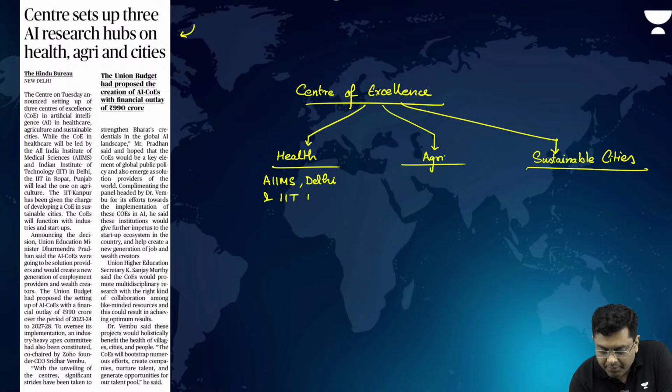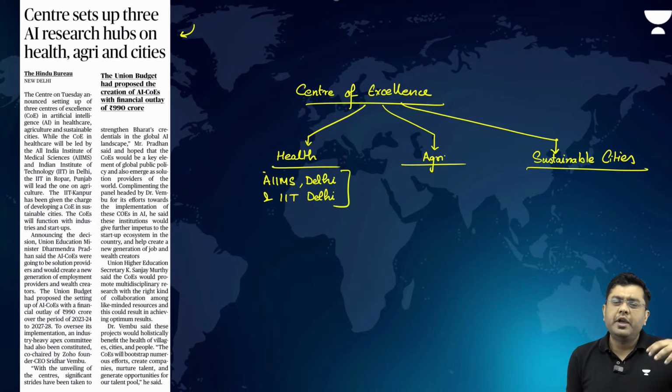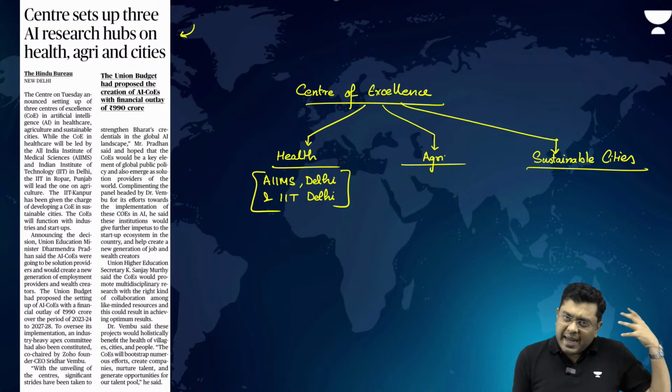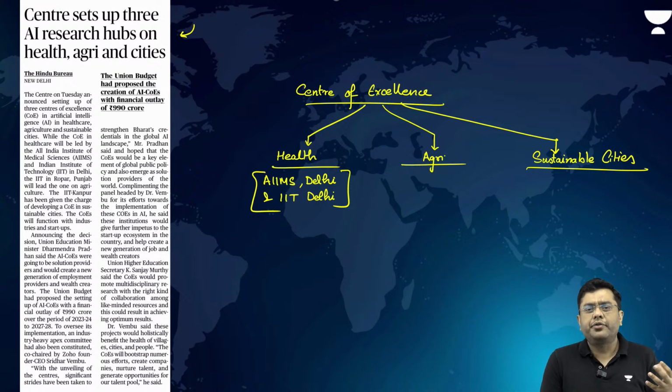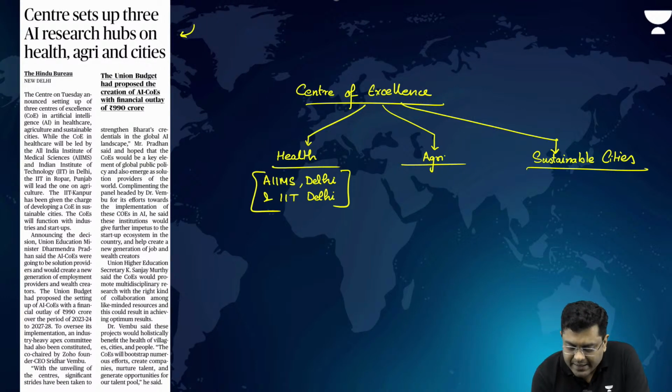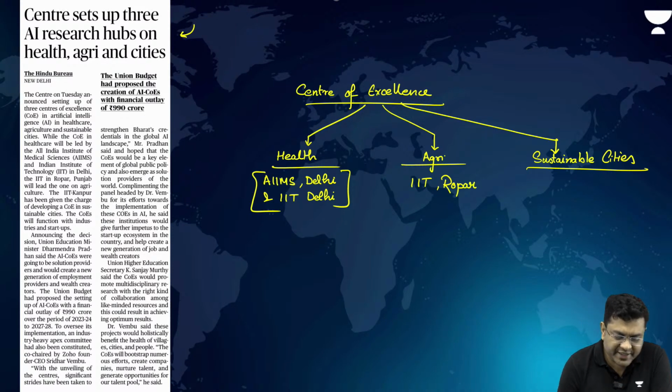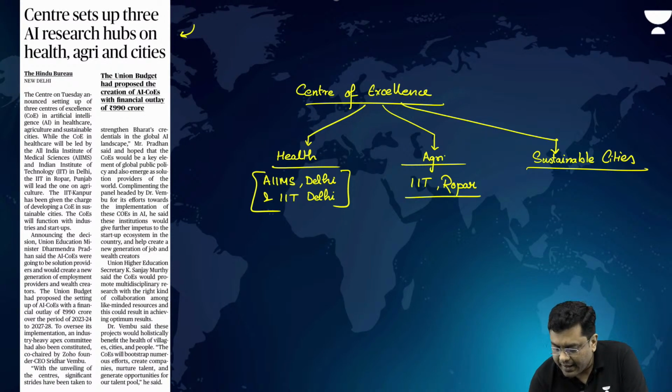They will provide interventions. They will be the nodal institutions which will talk about the AI powered centers which will give health interventions in Medicare devices, etc. For agri, IIT Ropar is the nodal organization or the institution rather. And for sustainable city, IIT Kanpur.